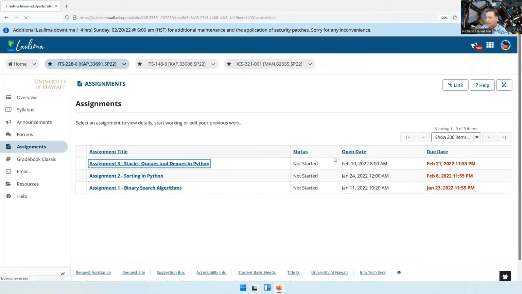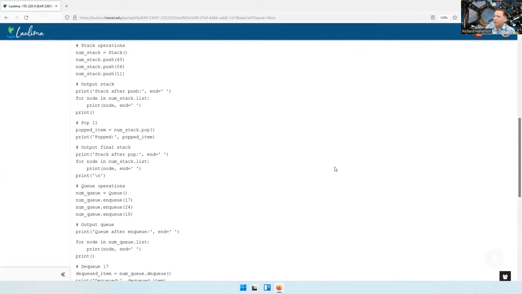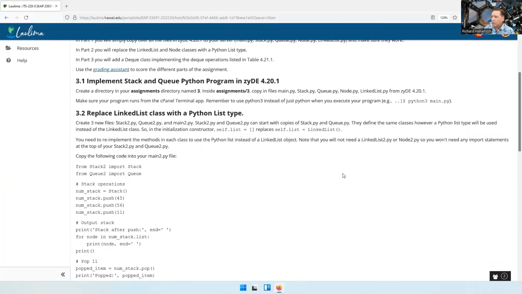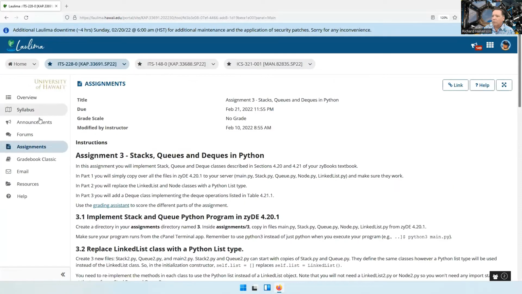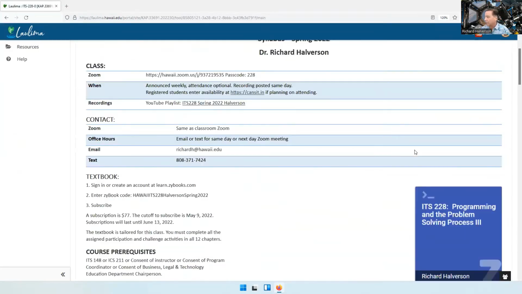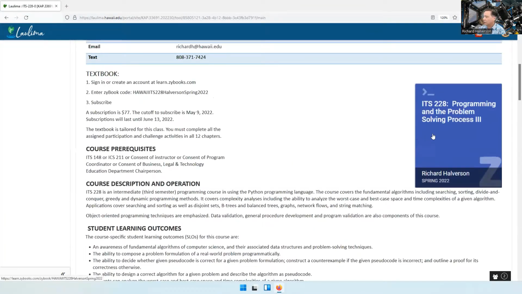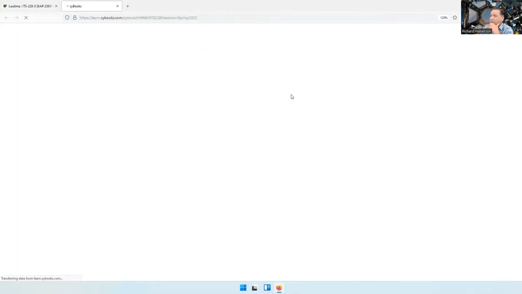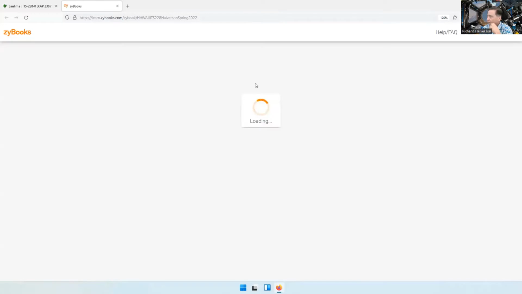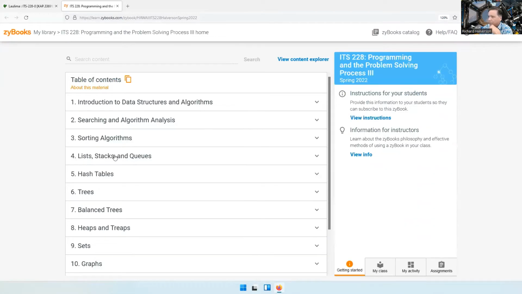Yeah, stacks and queues. Okay, so I can tell you a little bit about what my idea is for the fourth assignment. It's hash tables. So let's learn about hash tables. It's a very important data structure.